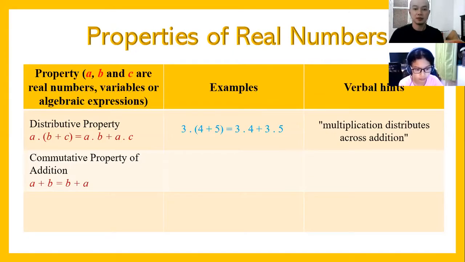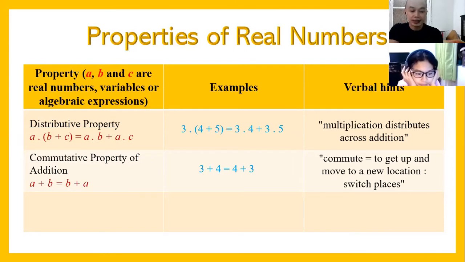For example, 3 plus 4 is equal to 4 plus 3. Because if you add 3 plus 4, that's 7. If you add 4 plus 3, that's also 7. Right, Kristel? Whether you transpose or move positions when you're adding numbers, it will not affect the value. It will be exactly the same. What does it mean? Commute means to get up and move to a new location or switch places. So you just switch places, but the value is the same.